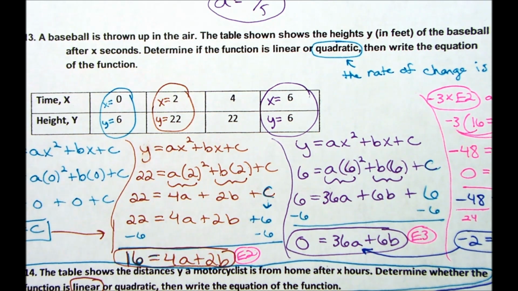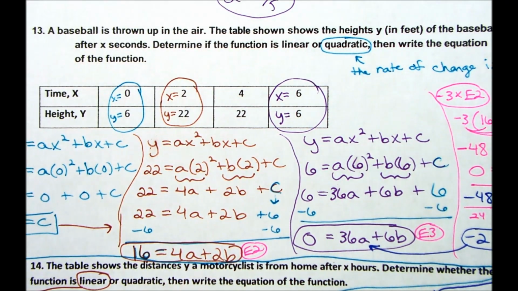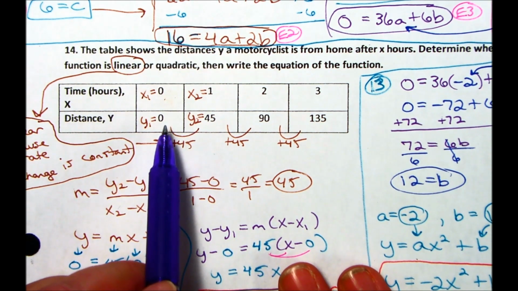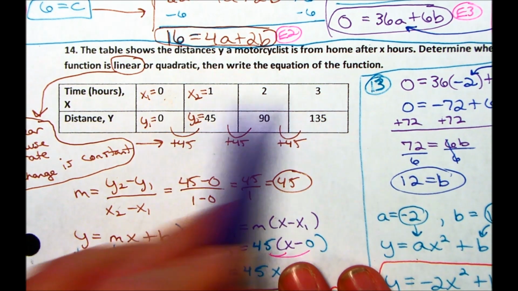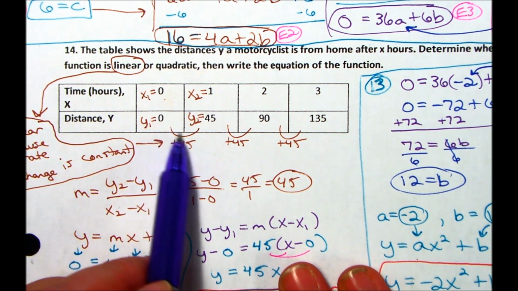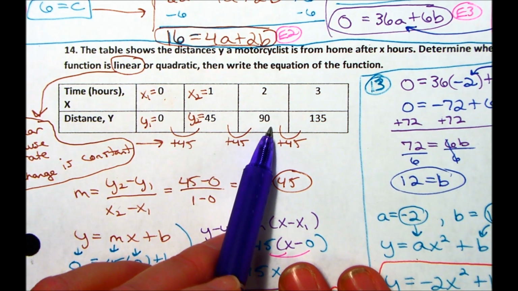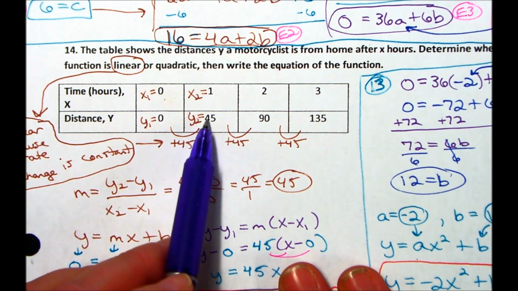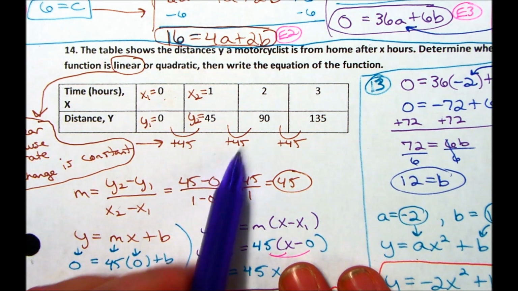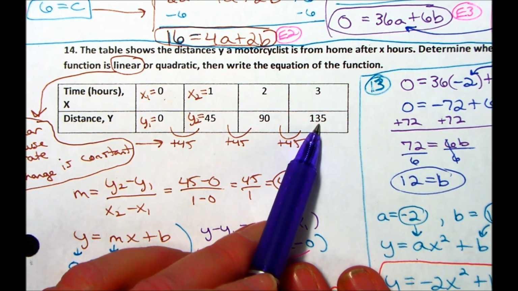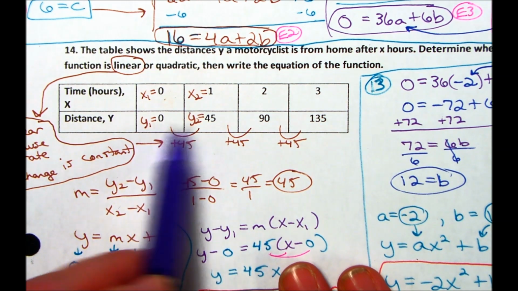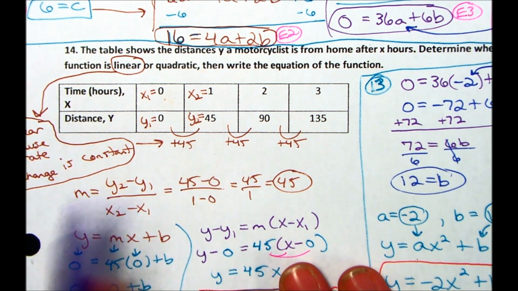You're going to see that in the next problem, problem 14. Let me just show you that real quick. If you look at your x values, again, they're increasing consistently, but your y values are also always increasing by 45. So if I add 45, I get 45. 45 plus 45 is 90. 90 plus 45 is 135. So your y values are increasing at a constant rate.